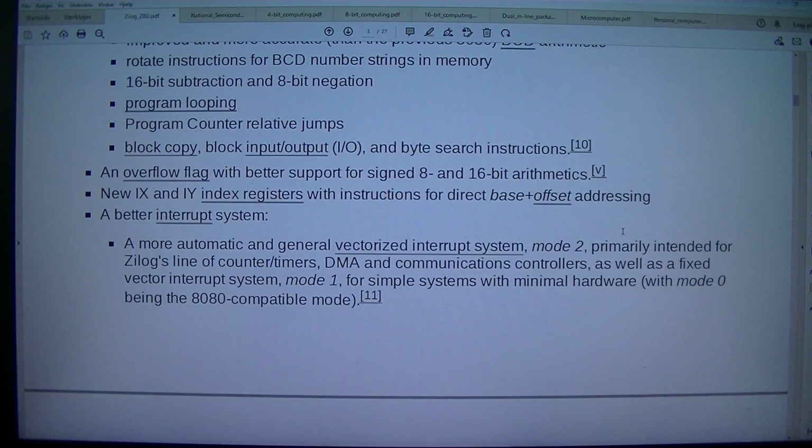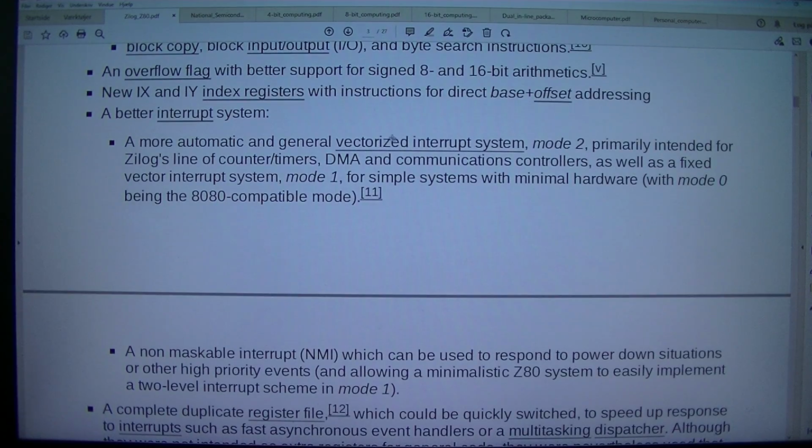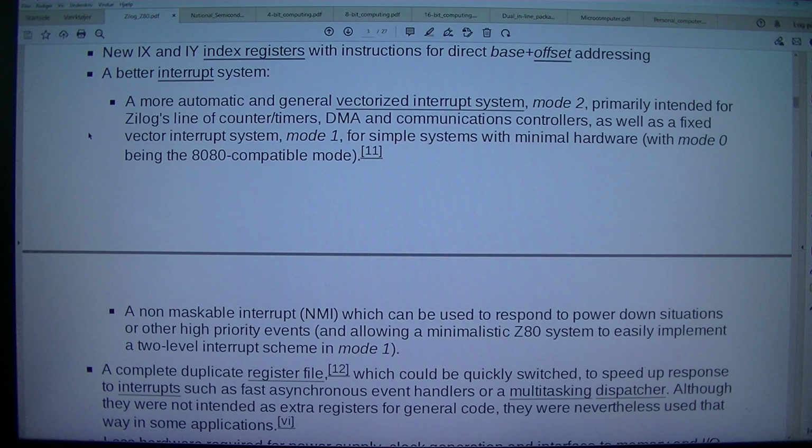New IX and IY index registers with instructions for direct base and offset addressing. A better interrupt system: a more automatic and general vectorized interrupt system, Mode 2, primarily intended for Zilog's line of counter/timers, DMA and communications controllers, as well as a fixed vector interrupt system, Mode 1, for simple systems with minimal hardware, with Mode 0 being the 8080 compatible mode.